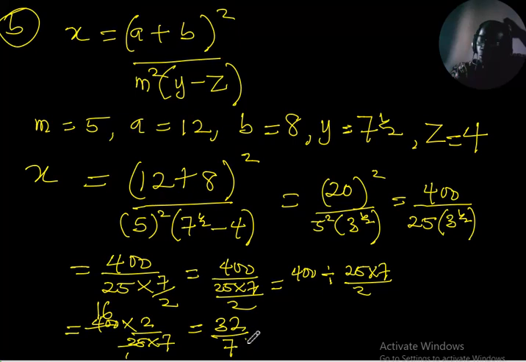32 over 7, turn it into a mixed fraction again. How many times will you see 7 in 32? 7 times 4 is 28, 4 times, remaining 4, all over 7.